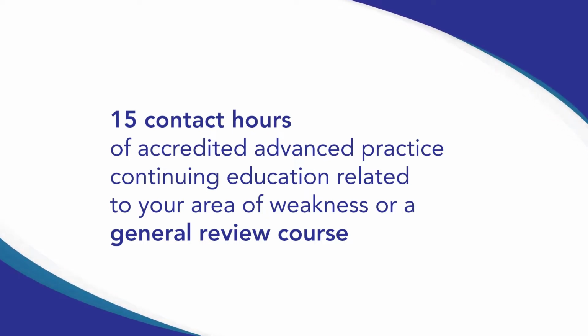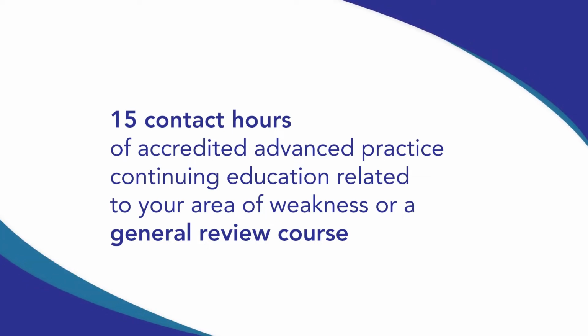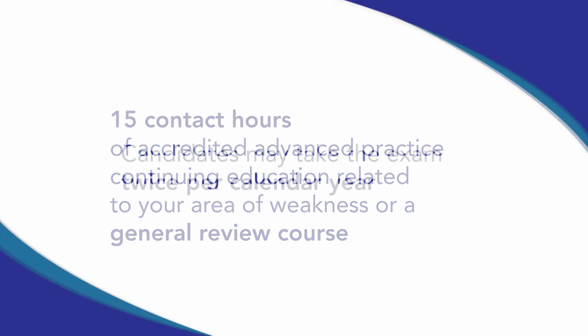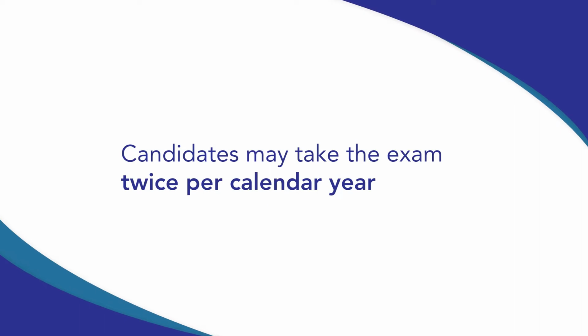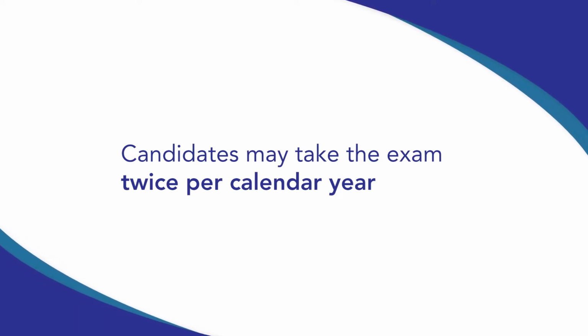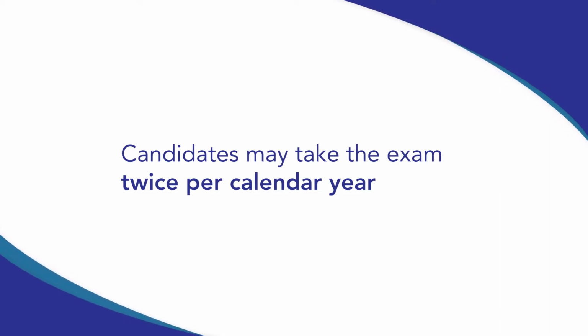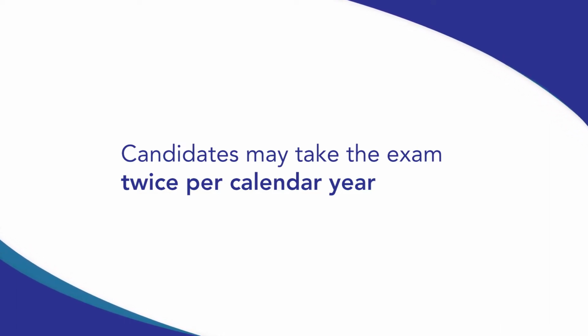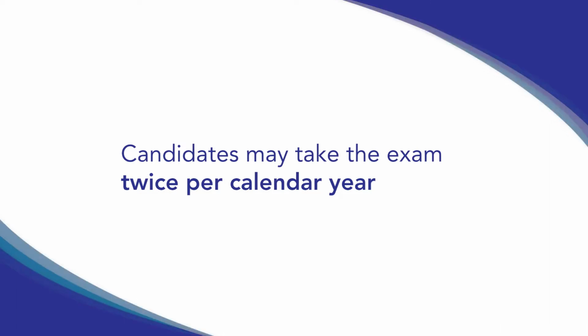Your score report provides a ranking of strongest to weakest areas on your previous exam. You may take the examination twice in a calendar year, from January to December. You will be able to initiate a re-examination application after AANPCB receives your exam score from the test center.